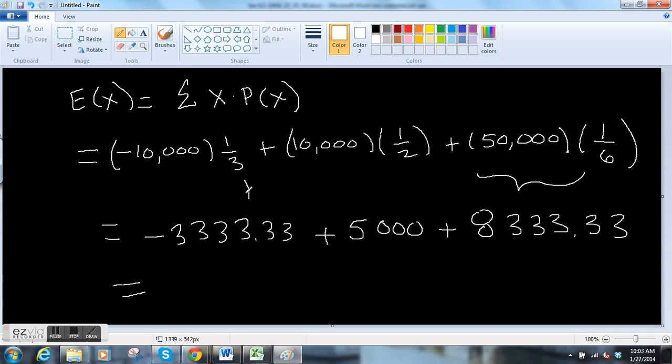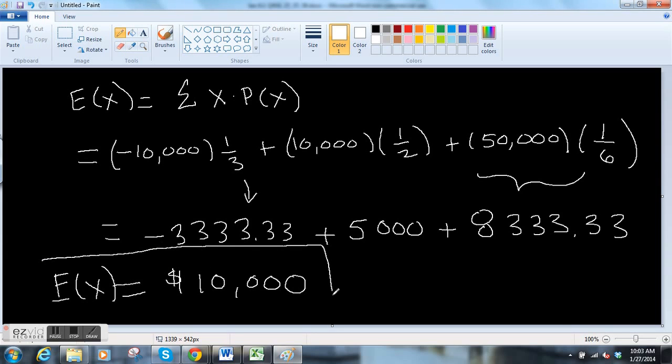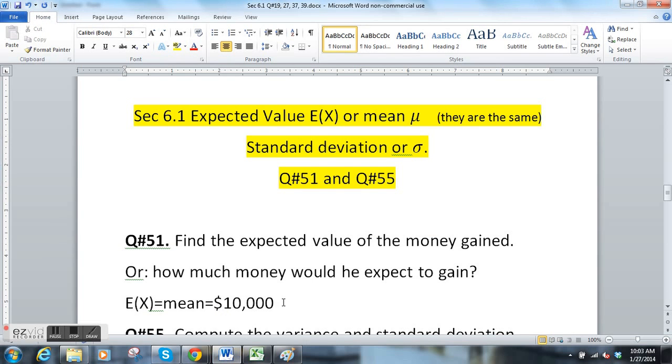There's a lot of rounding error going on here, but what you ultimately get if you have pure mathematics is $10,000. The expected value, you would expect to make $10,000 with Joshua. Again, I don't know, maybe he doesn't need to graduate from college. So that's the expected value of x. That is also called the mean. As a word of warning, if you do this on your calculator, you might get a different number because of the rounding errors. There is definitely some rounding error here, so be aware of that.